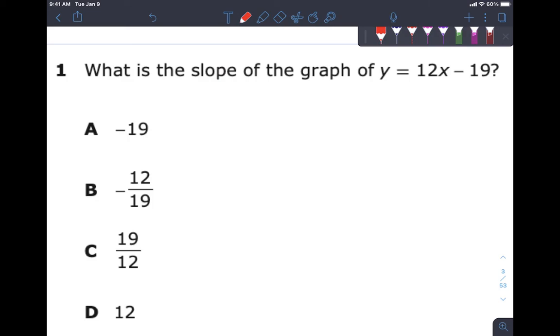First problem. So here it is asking, what is the slope of the graph of y equals 12x minus 19? Now, this, first of all, anytime I see this in slope intercept form, whatever number is attached to my x is going to be my slope, meaning my correct answer is going to be answer choice D.